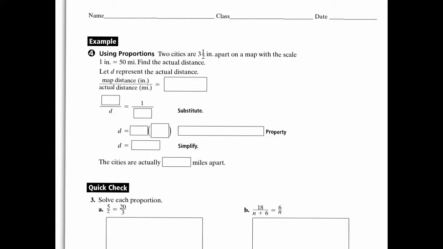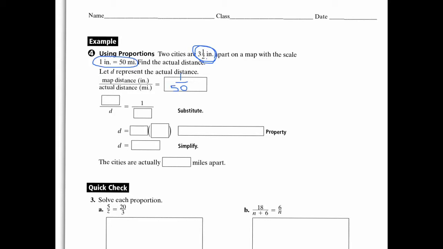It says using proportions. 2 cities are 3.5 inches apart on a map with a scale of 1 inch equals 50 miles. Find the actual distance. So I know that my scale is 1 inch to 50 miles. So right here it says let D represent the actual distance, which is your 3.5 inches. And oh no, I'm sorry, that would be what we're looking for. But on the map, it's 3.5 inches. And then our scale is the map distance to the actual distance, so that would be 1 inch equals 50 miles, right?